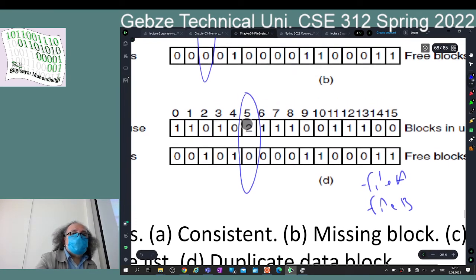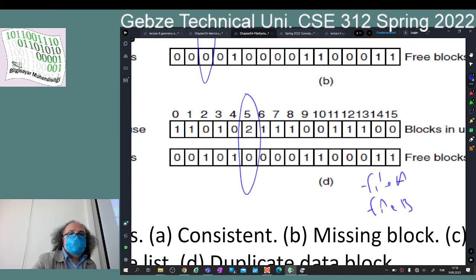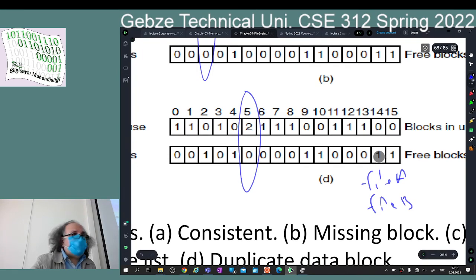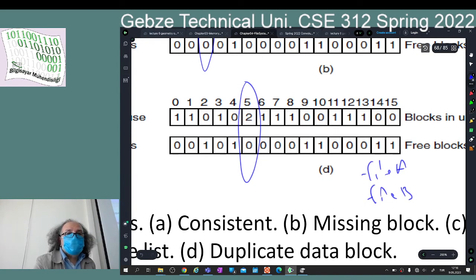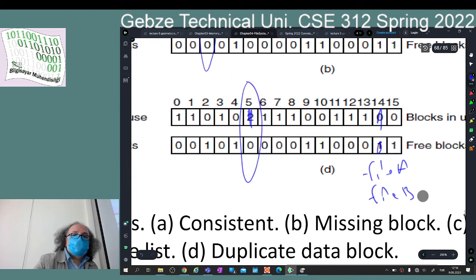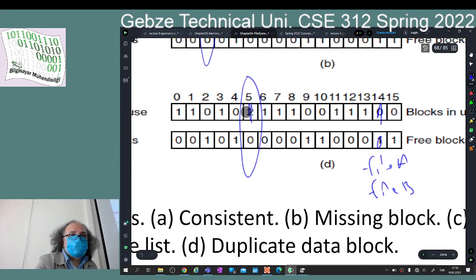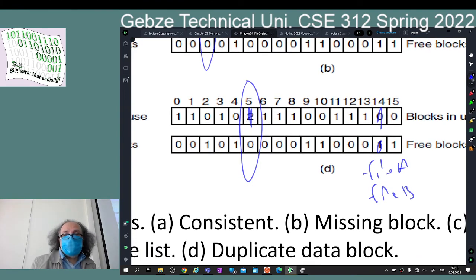Make a copy of this block number 5. For example, use block 14 for that one. So you tell file B that you are not using block 5 anymore, you are using block 14. Now file B is using block number 14 because I copied 5 to 14. And now file A and file B are using distinct blocks from now on. Okay, I kind of solved it. These are not perfect solutions, but I kind of solved it.